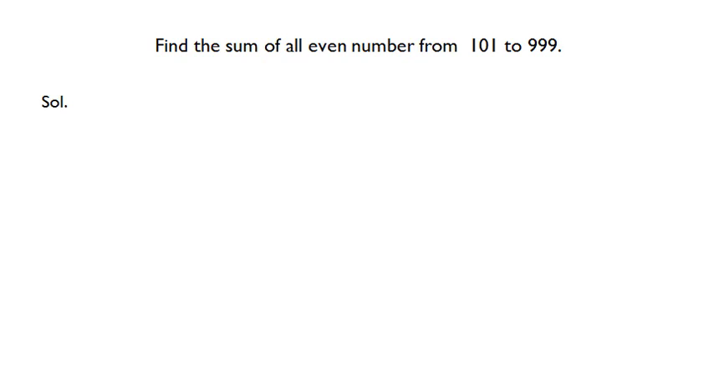Now moving to the next question: find the sum of all even numbers from 101 to 999. So we have to find the sum. Sum means Sn, and here again we have Sn is equal to n by 2 into 2a plus n minus 1 into d. Now here we have the series, that is the sum of all even numbers from 101 to 999. So the first even number of the series must be equal to 102, the second is 104, and the last is 998.